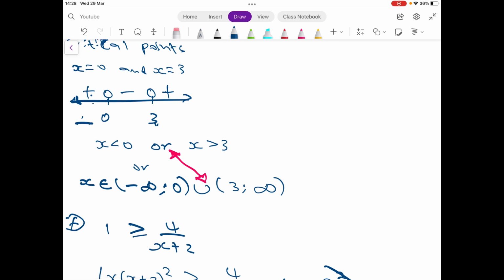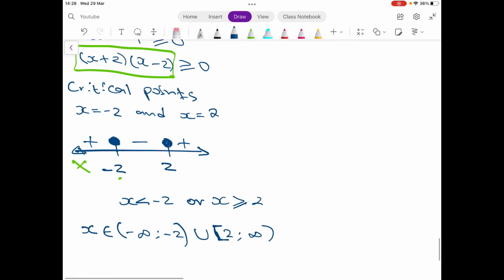That is it with part 2 of the inequalities. I think I've covered all the types of inequalities that you might need to know about or encounter in exam situations. We are done.